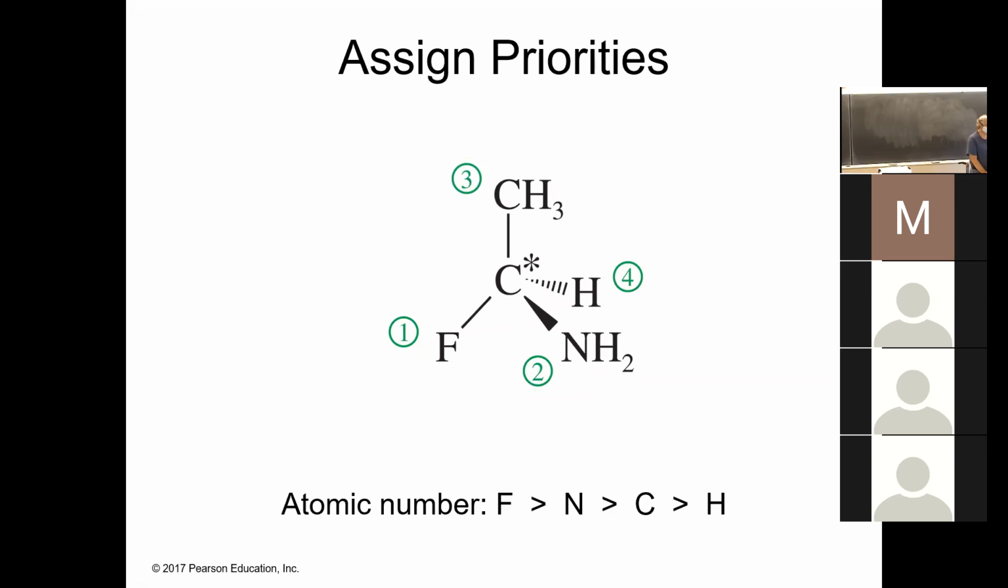So we assign priorities. The lowest priority group has to be away from you. And then we look at the orientation of the other 3 groups that are coming toward you. If they're in a clockwise arrangement, then it is R. If it's counterclockwise, then it's S. In this example, this would be S because it goes 1, 2, 3, that's counterclockwise.